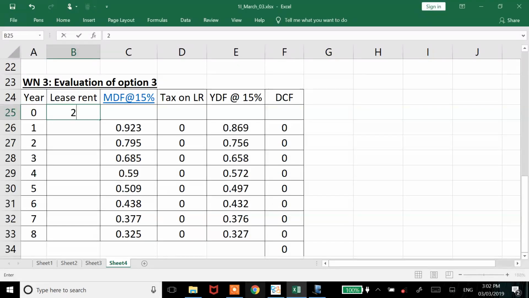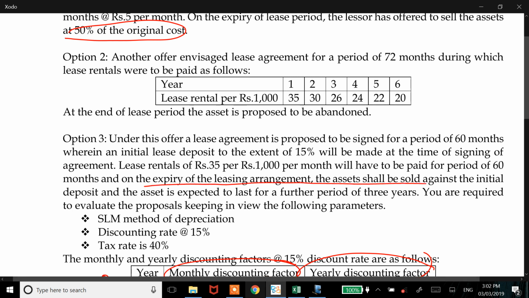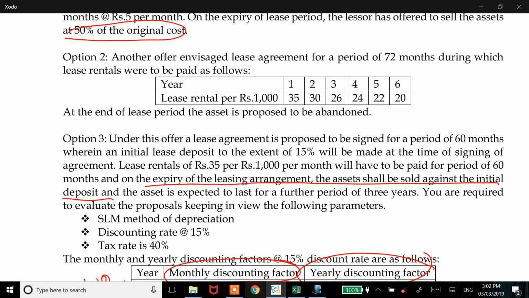So I'll pay 22,500. This is not technically lease rent. This is my deposit which I make. Then I'll have to pay lease rent at the rate of 35 per month. On the expiry of the leasing agreement, the asset shall be sold against the deposit. So this deposit will not come back. In place of deposit, the asset is going to come, and you will use the asset for 3 years.